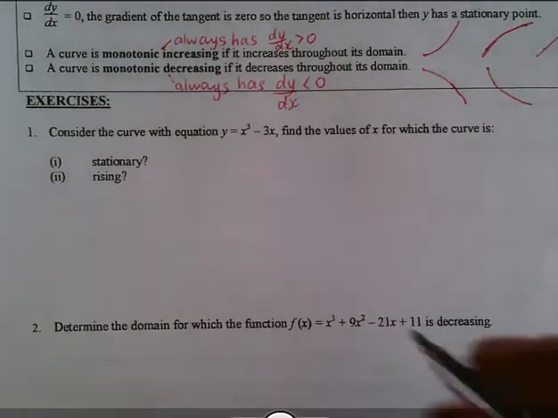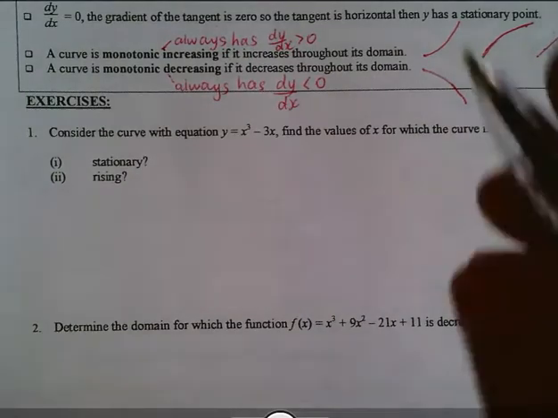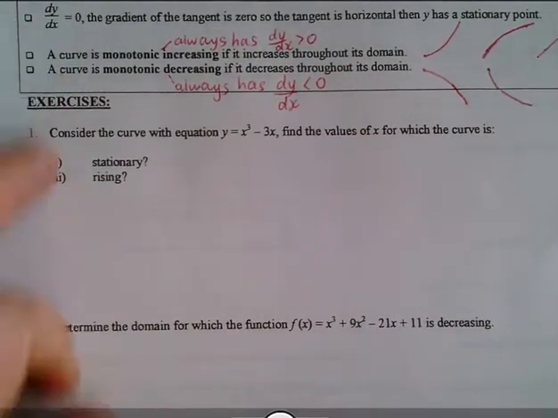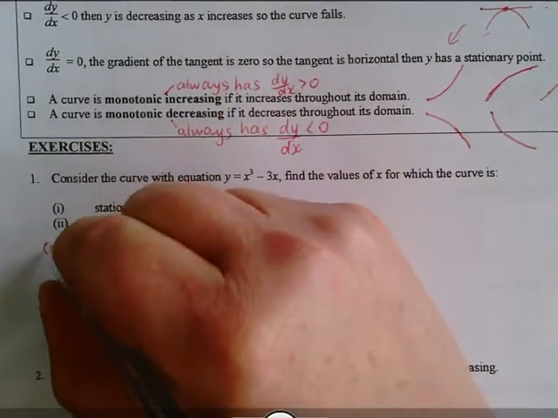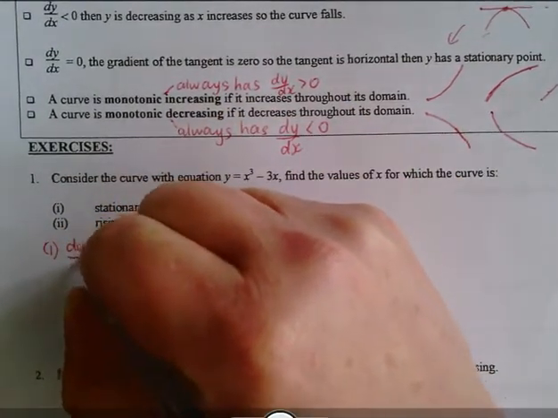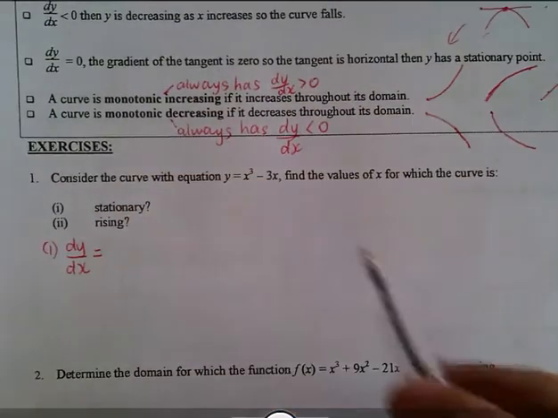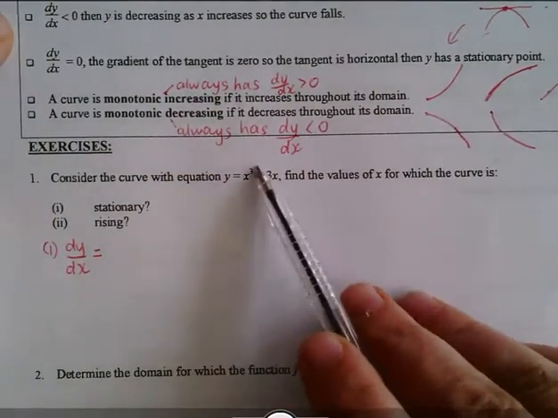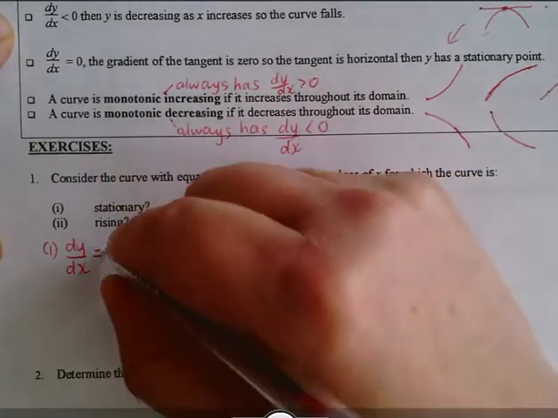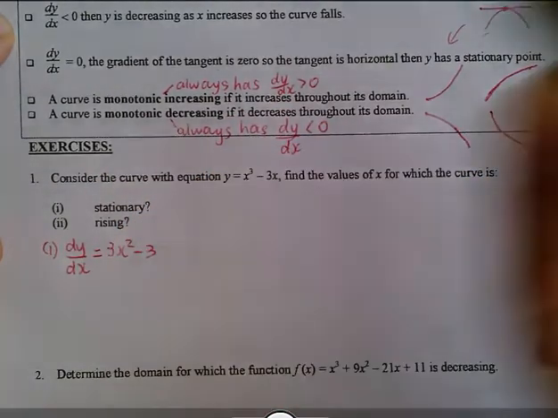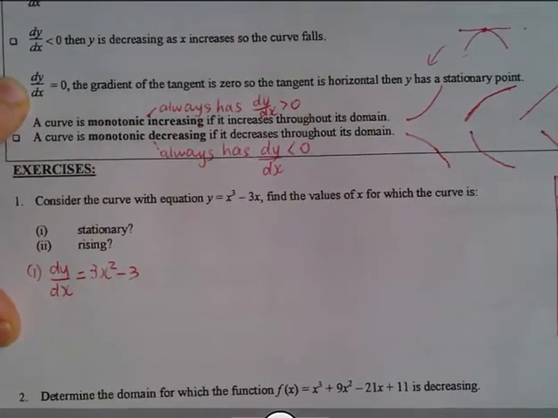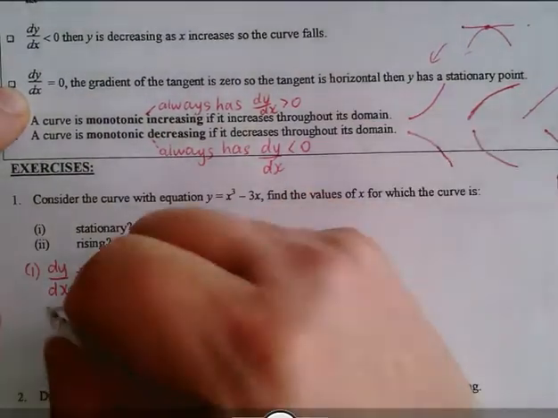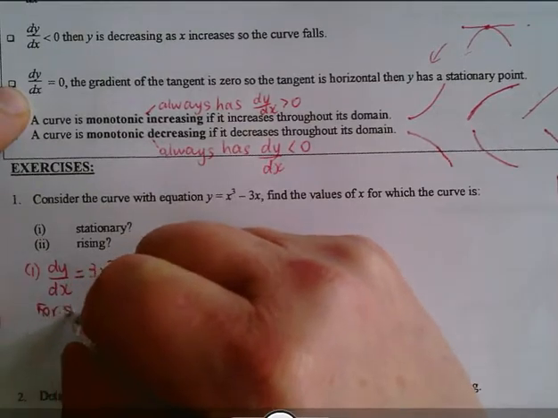What do I have to do here? Find, very good. Let's find the first derivative. So dy/dx is what? If that's what y is, what's dy/dx? 3x squared minus 3. Okay, we know for stationary, what does dy/dx equal? 0. Okay, so I'll just write for stationary.